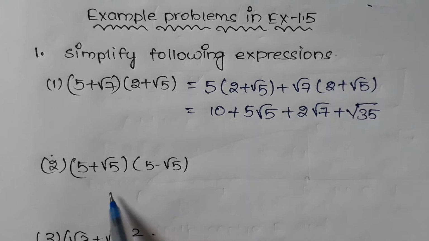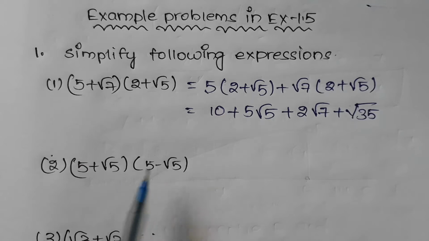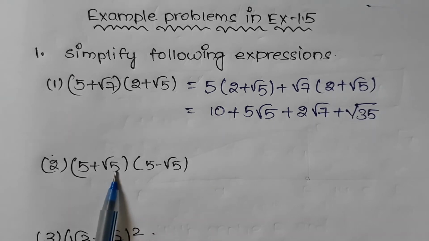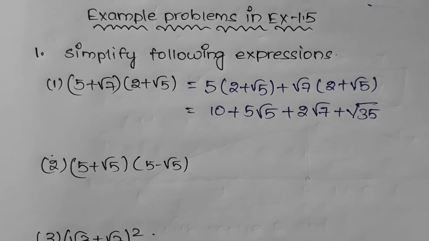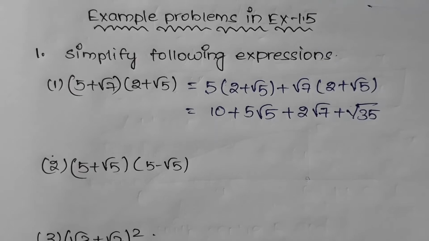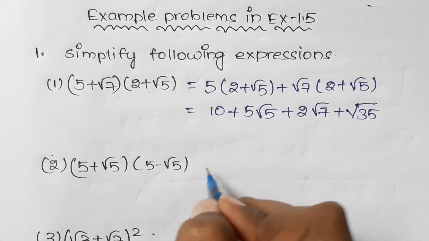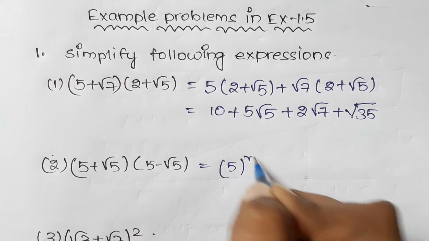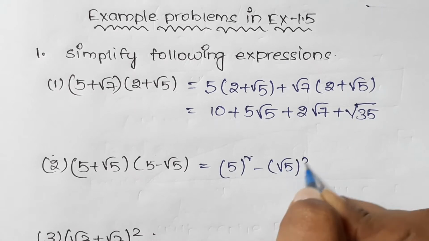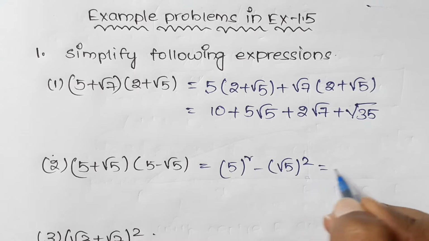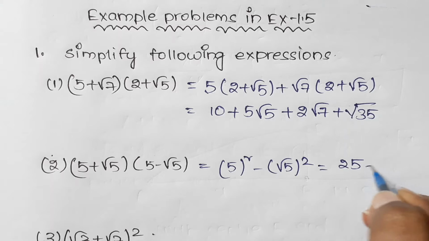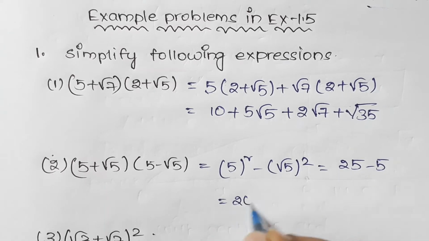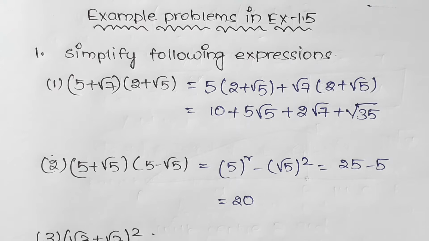And now let us see the second one, that is (5 plus root 5) into (5 minus root 5). Here it is a and b. This is in the form of (a plus b) into (a minus b). As we already know that (a plus b) into (a minus b) equals to a square minus b square, that is 5 square minus (root 5) whole square, that equals to 5 square is nothing but 25 and (root 5) whole square is nothing but 5, that is 25 minus 5 is 20, and this is the second one.